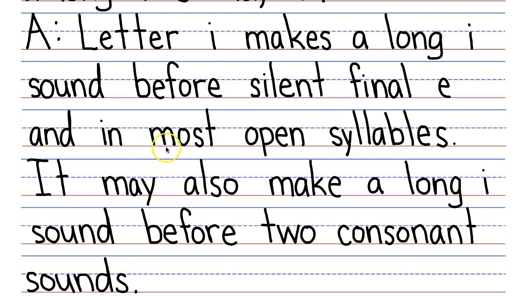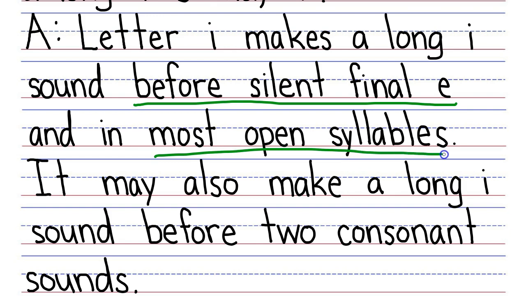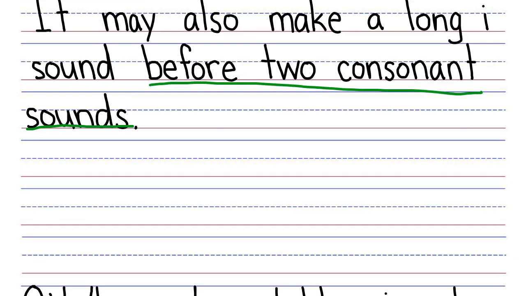Before we get to the examples, let's underline the important parts here. So letter I makes a long I sound before silent final E. Okay, and in most open syllables. It may also make a long I sound before two consonant sounds. So I have three types of examples to show you. Let's look at the first set of examples.